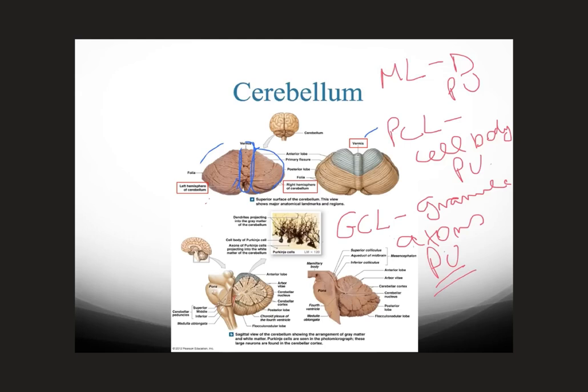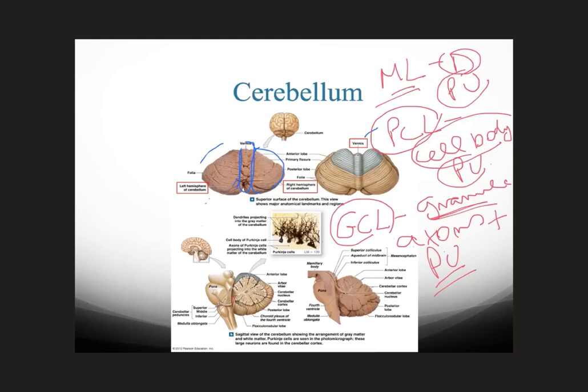Okay, so again, molecular layer contains the dendrites of the Purkinje cells. The Purkinje cell layer contains the cell body of the Purkinje cells. The granule cell layer contains granule cells plus the axons of the Purkinje cells. So if you look over here, these little lines that are coming out over here, these are the axons of the Purkinje cells. Okay, so that's what I want you to know about the cerebellum.